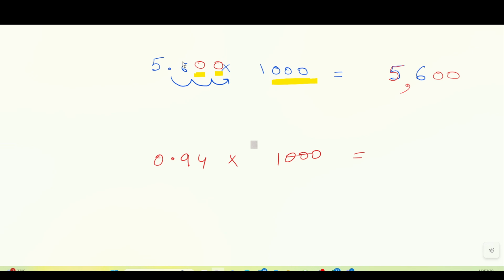Let me know your answer. Everyone write your answer in the comments. Okay, very good. The answer is 940. That's correct because we move the decimal three places. This space is empty, we fill it with a zero, and that's our answer.